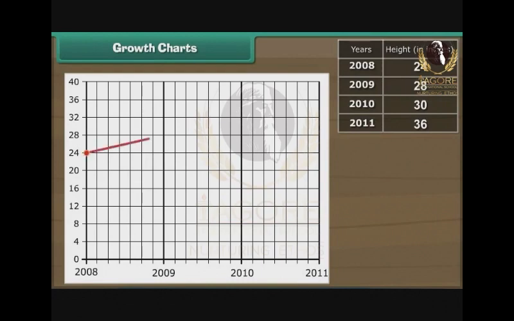Next year, he was 28 inches tall. In 2010, he grew to 30 inches. In 2011, he measured 36 inches. The growth chart of Ravi is ready.